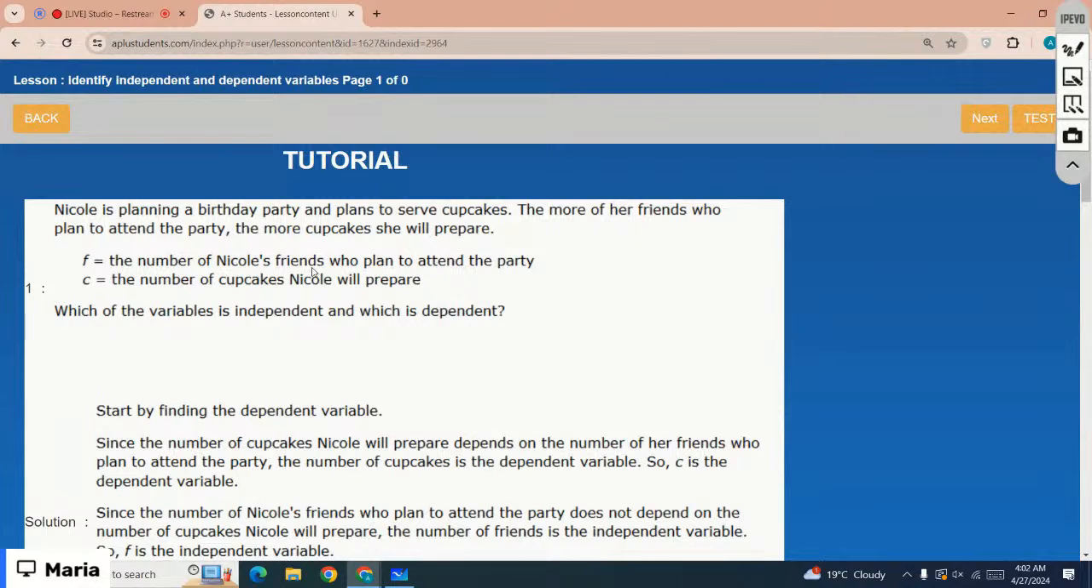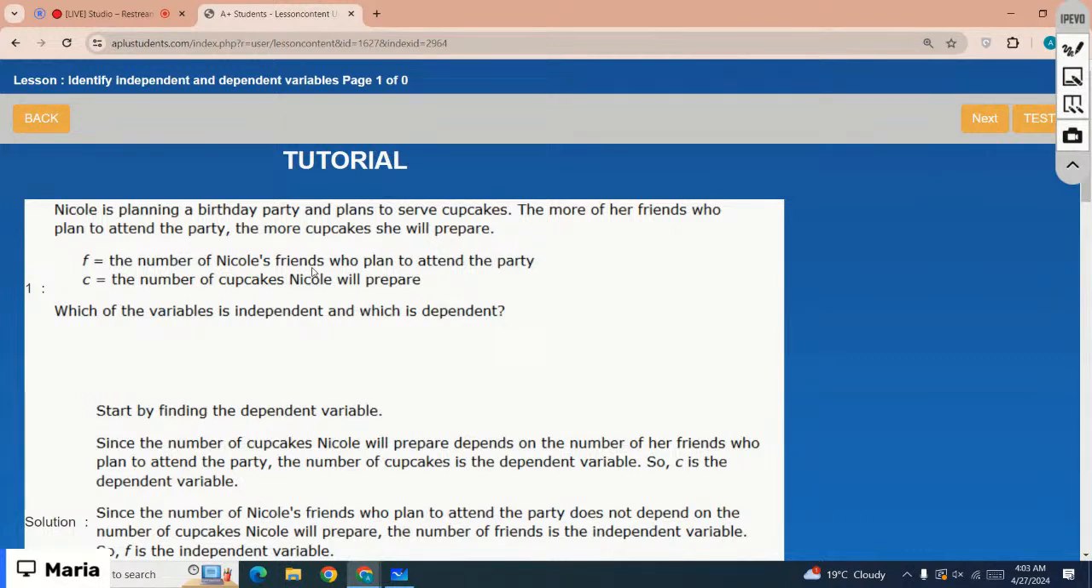Nicole is planning a birthday party and plans to serve cupcakes. The more of her friends who plan to attend the party, the more cupcakes she will prepare. F is the number of Nicole's friends who plan to attend the party, and C is the number of cupcakes Nicole will prepare. Which of the variables is independent and which is dependent?